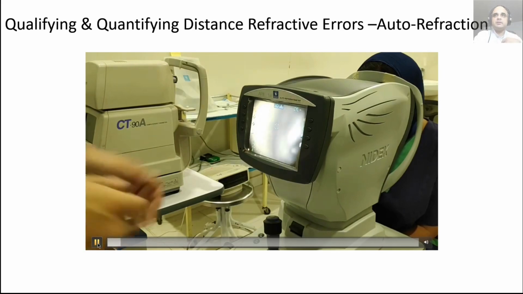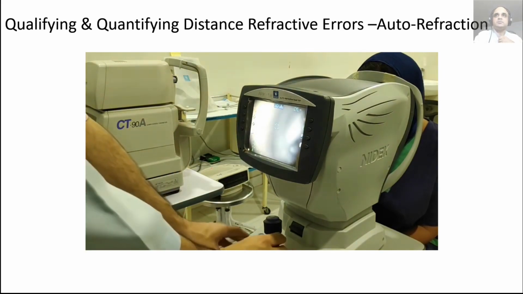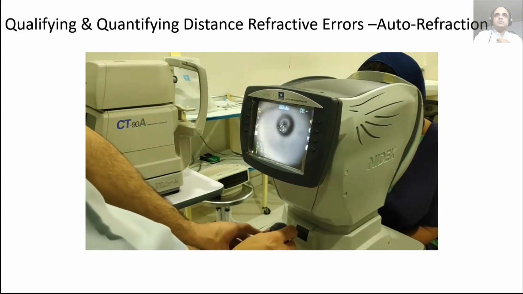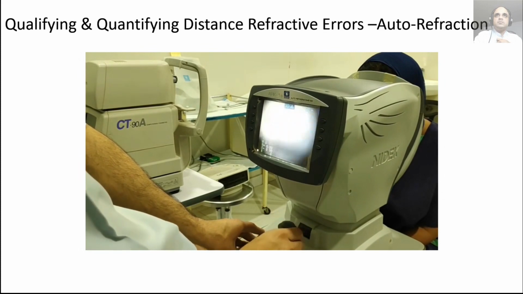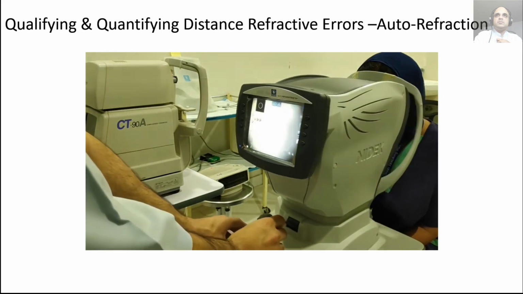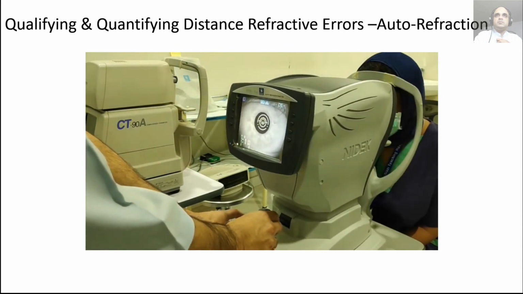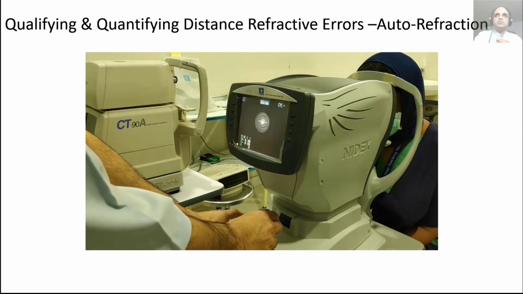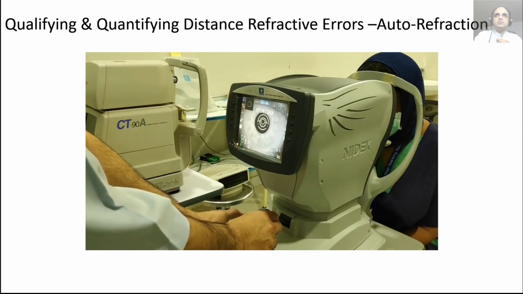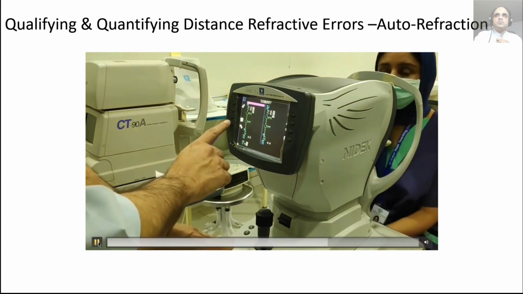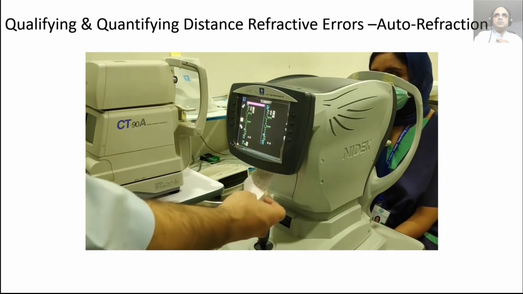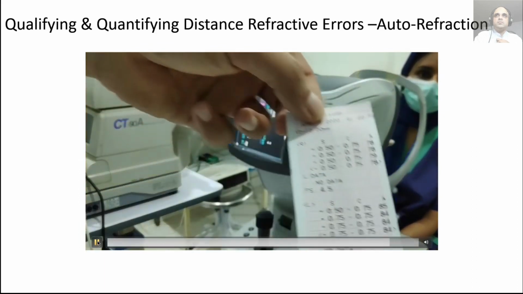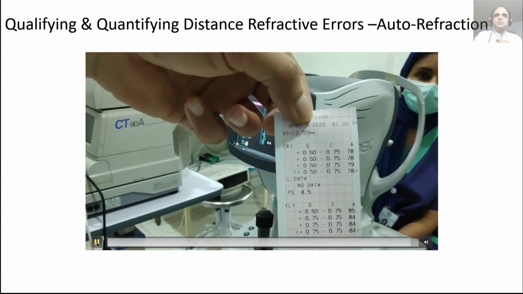When the patient has properly positioned his chin and headrest, we can move the machine using the joystick, focus on the eye, and when the eye is focused, the machine automatically starts to take a reading. And it has done one eye, and we can move it to the other eye. It has taken the reading of the other eye. And this machine has now quantified whatever refractive status the patient has.